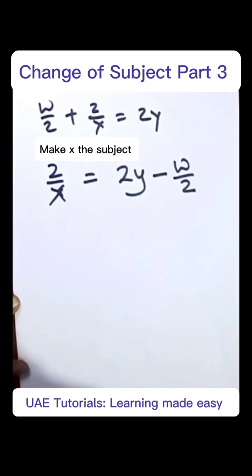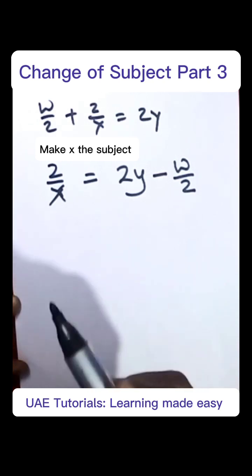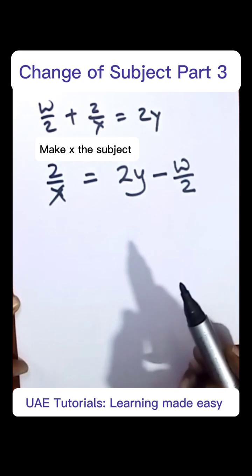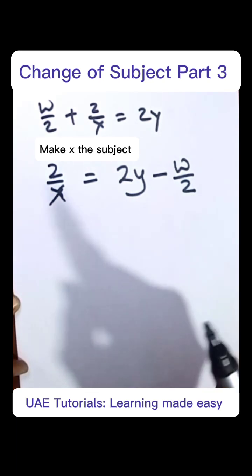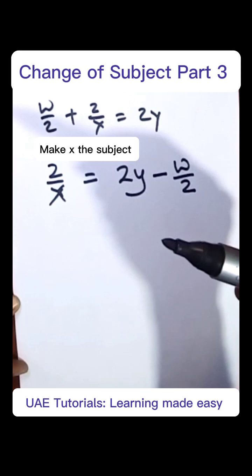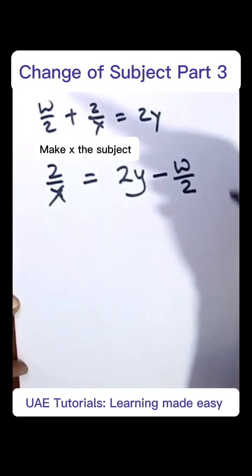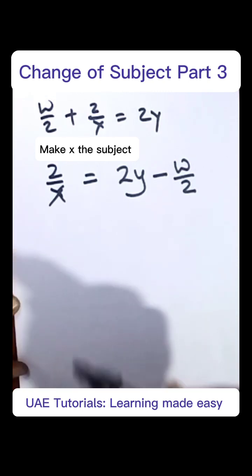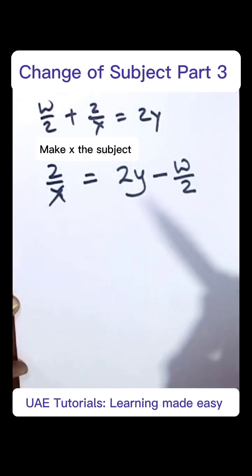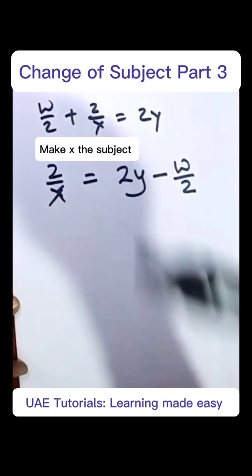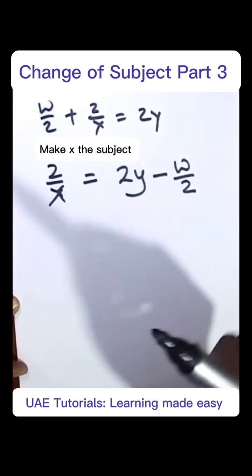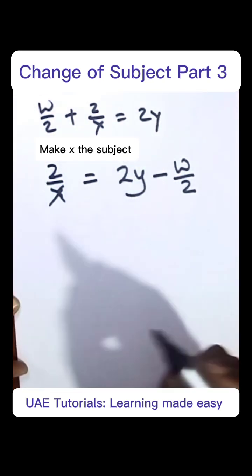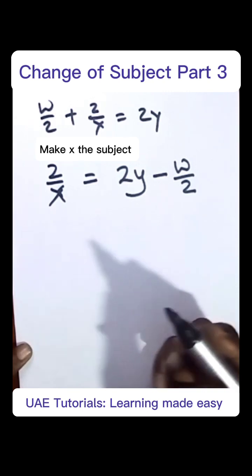We're not done yet. We want to make x the subject of the formula. However, this is 2 over x. So what am I going to do? I will now have to move x to the numerator. I told you in one of my earlier videos that what you want to make subject of the formula, if it is in the denominator, you won't go far. So I now have to move x to the numerator. And how do I do that? I will now multiply both sides of the equation by x. Watch how I'm going to do it.